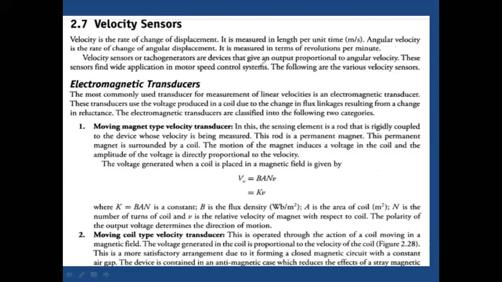In the case of linear velocity, the units will be meters per second. In the case of angular velocity, the units will be revolutions per minute or radians per second.